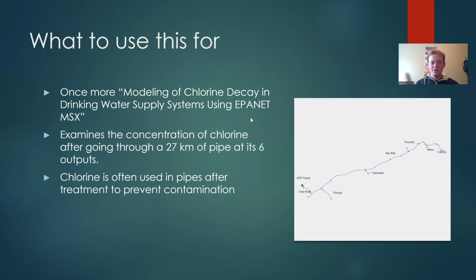So the modeling of chlorine decay in drinking water supply systems article that we used, it measures water going through a pipe that is 27 kilometers long. For us in the United States who hate our conversions, that is a decent amount over 15 miles. And it also has 6 exit points where the water is drawn.